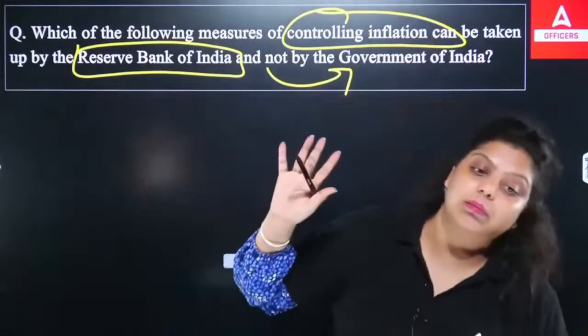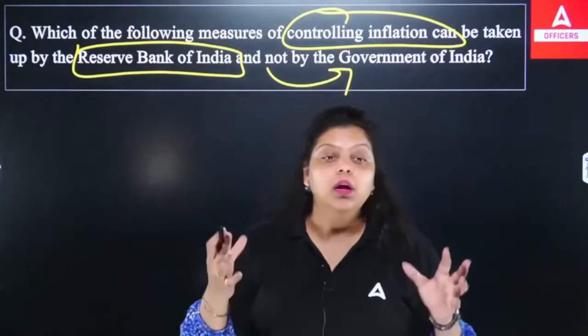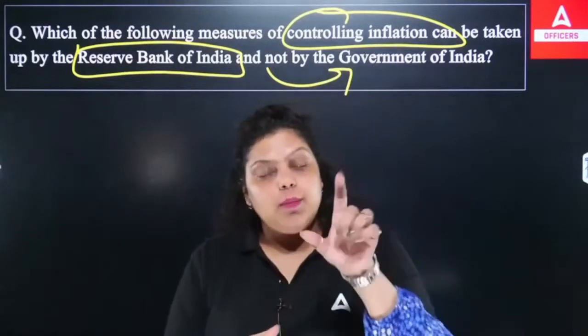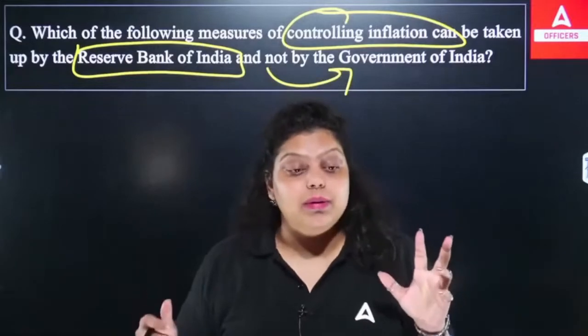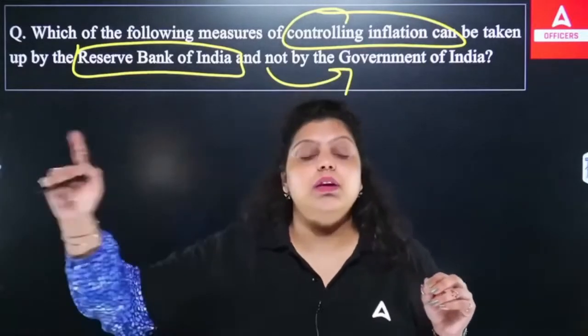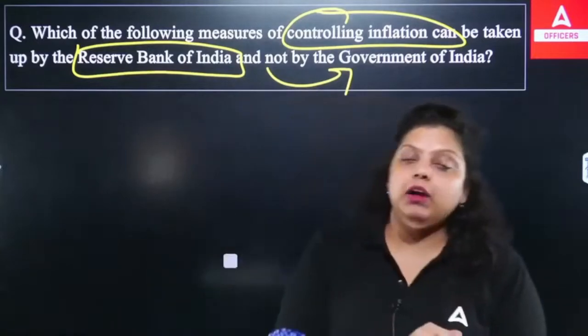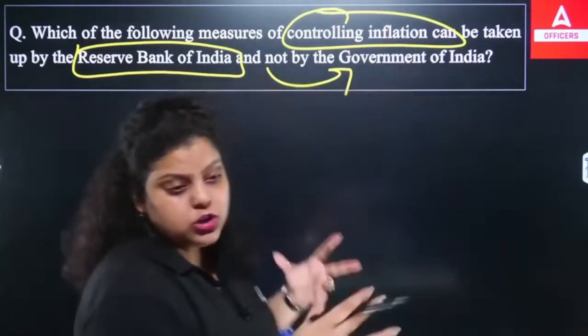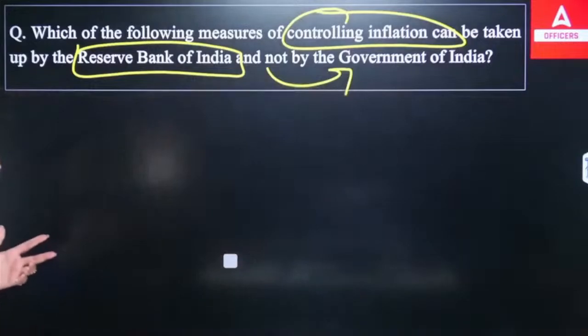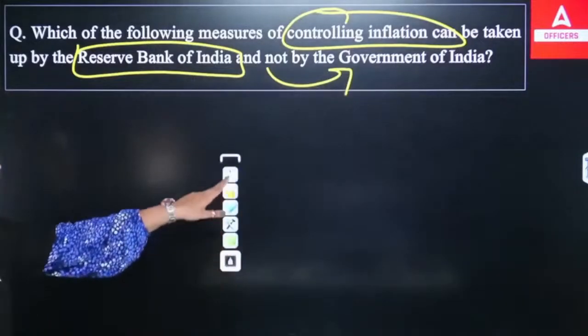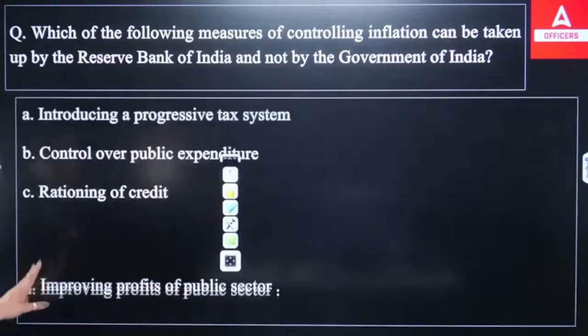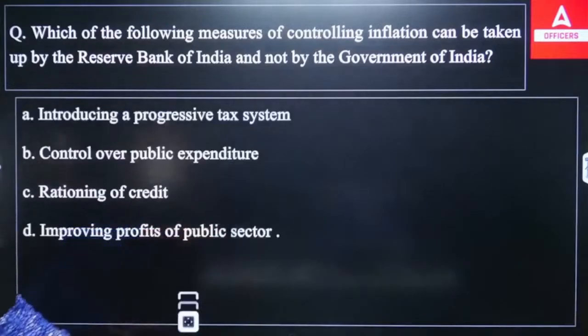RBI has a certain measure known as a monetary measure which controls inflation. The Government of India takes fiscal measures to control inflation. Similarly, we have foreign trade measures, which help in controlling inflation. Apart from that, we have other measures in which production is controlled so that inflation is controlled. Out of these, you have to tell which of the following controlling methods should be used by RBI.